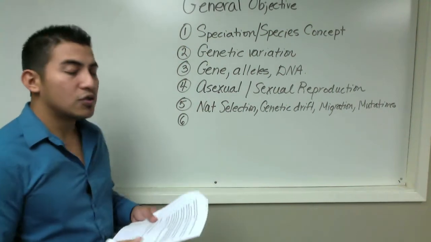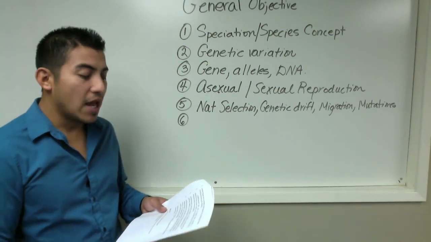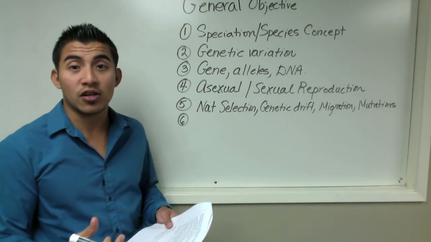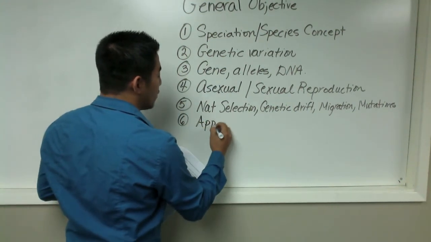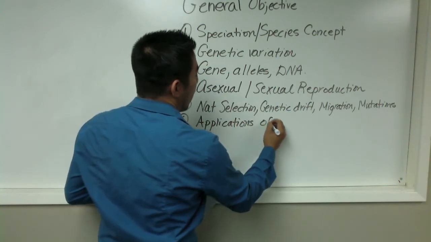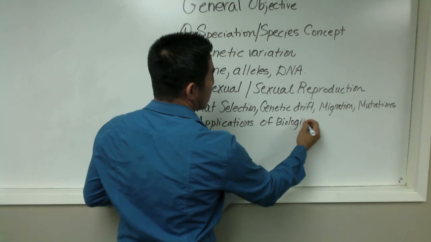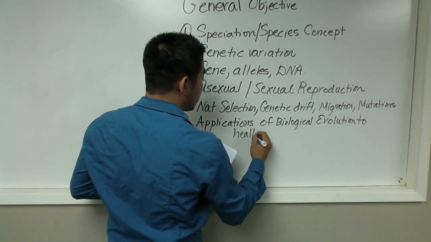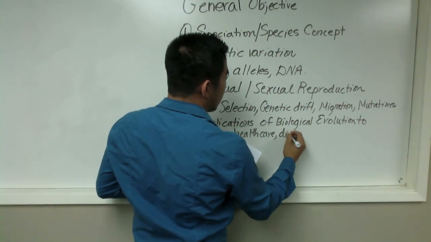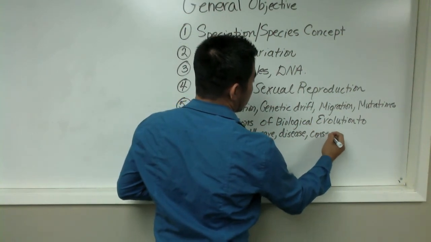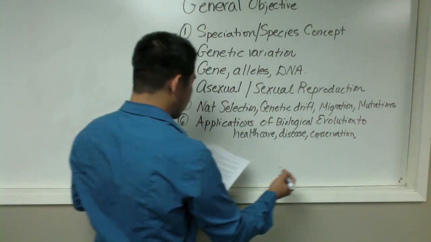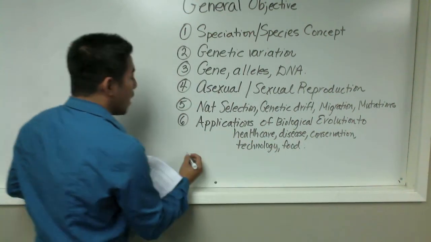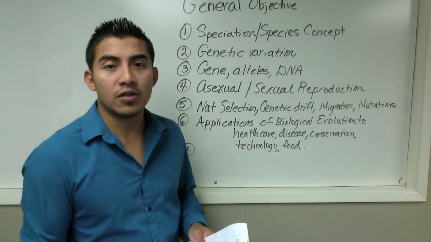General Objective 6. Students should understand the evidence for biological evolution and the importance of its applications in terms of healthcare, food, technology, forensic science, and conservation biology. So we're talking about applications of biological evolution to everyday life. To healthcare, disease, conservation, technology, and things like food.